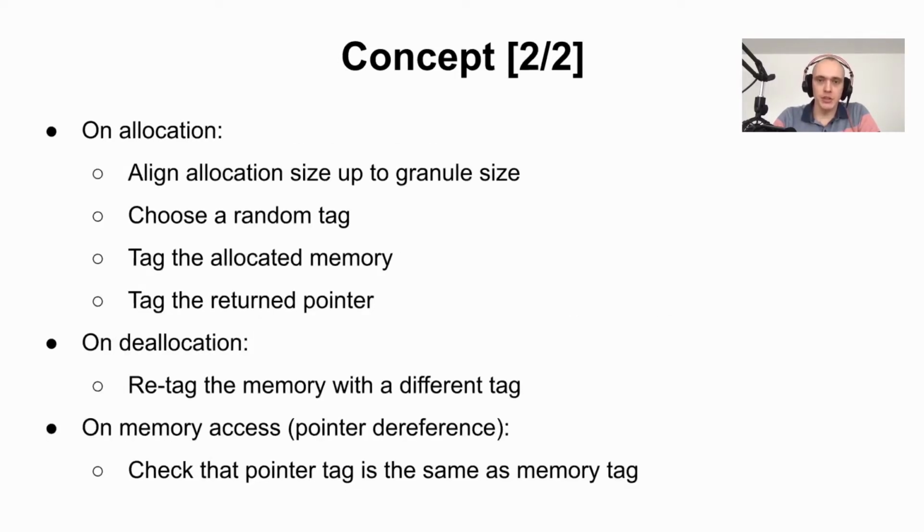The way this is typically implemented is that the allocator does the following. First of all, it has to align the allocation up to the granule size, because this is the smallest granularity that we have. Then the allocator chooses a random tag or uses some other rules to choose a tag, tags the allocated memory, tags the pointer, and returns the pointer. The pointer and the memory are tagged with the same tag. On reallocation, we can retag the memory with a different tag. Then on memory access, we check that the pointer tag is the same as the memory tag.